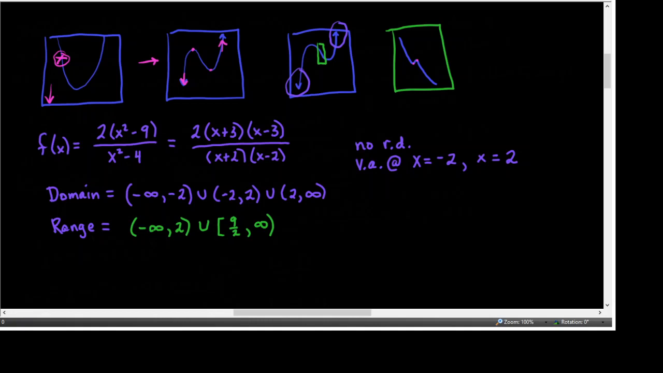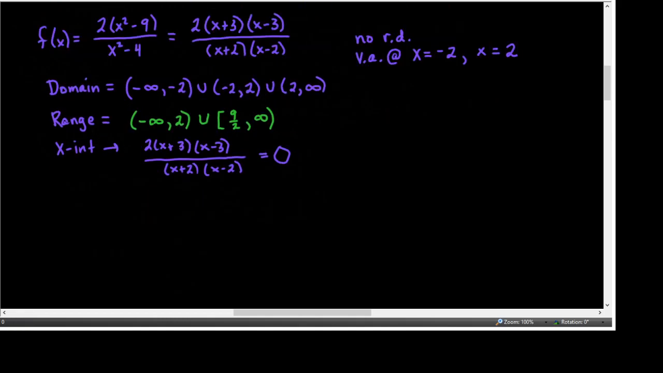Okay, so x-intercepts occur when y is 0. So set the function equal to 0. You should know that the only way a fraction can equal 0 is if the numerator is 0 and the denominator is something not 0. Because if it's 0 over 0, that's an indeterminate form. And here that would lead us to a removable discontinuity, which we don't have. So setting this equal to 0, the only way that can happen is if the numerator is 0.